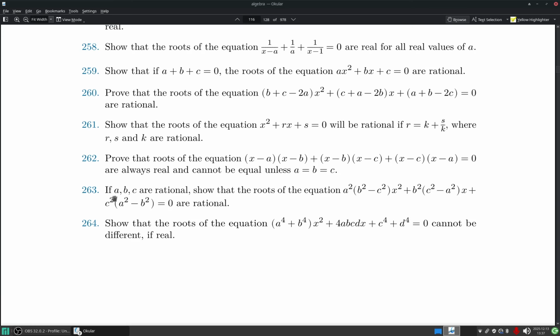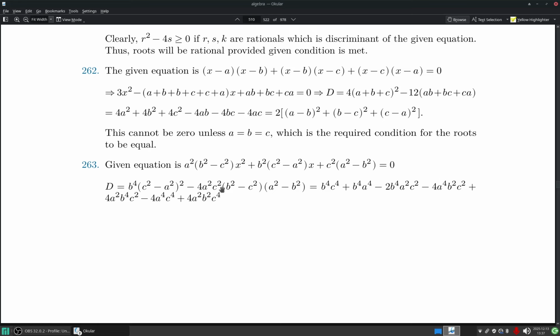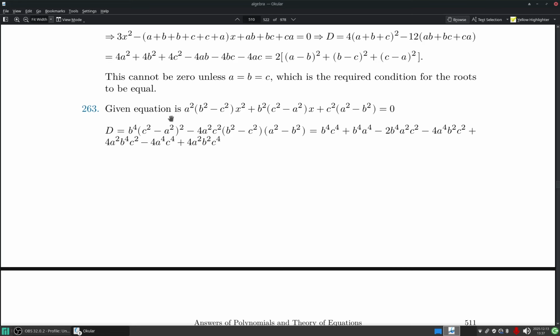Question 263 says: if a, b, c are rational, show that the roots of the equation a square (b square minus c square) x square plus b square (c square minus a square) x plus c square (a square minus b square) equal to 0 are rational. So we write the discriminant. It would be b to the power 4 into (c square minus a square) whole square minus 4a square c square into (b square minus c square) into (a square minus b square). Now we expand this.